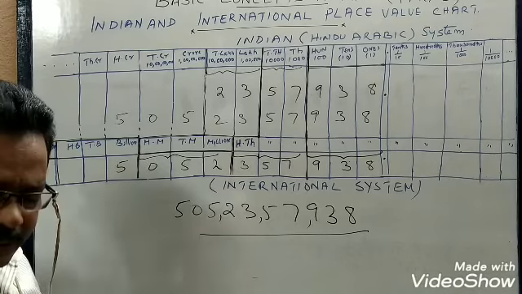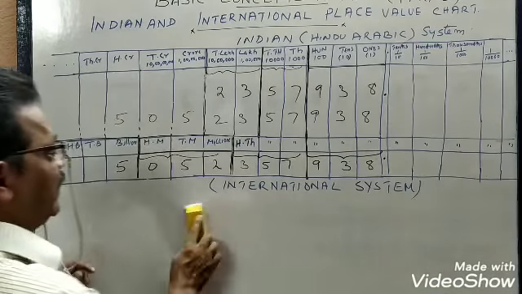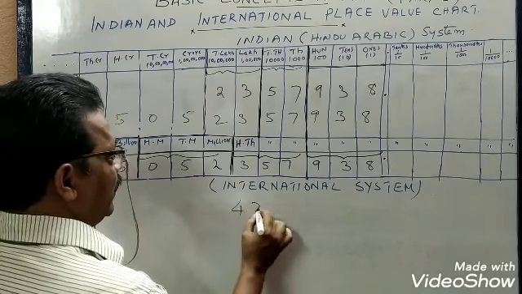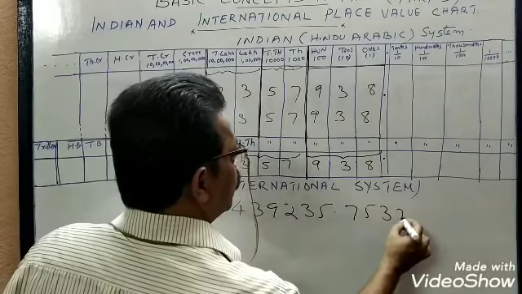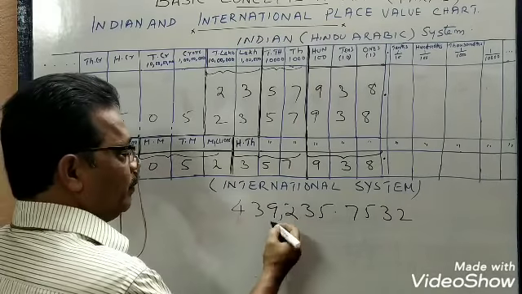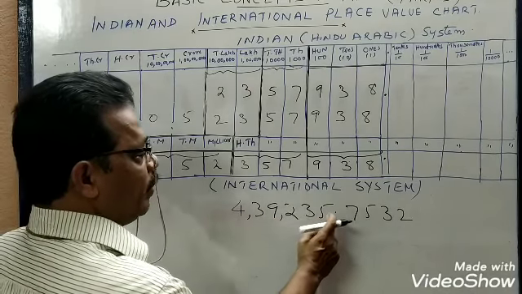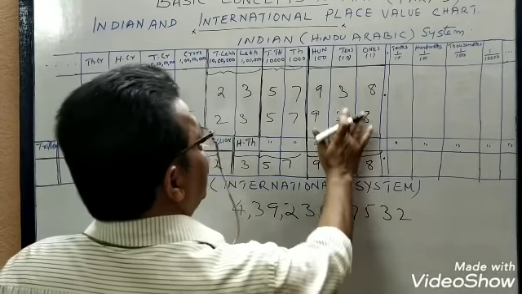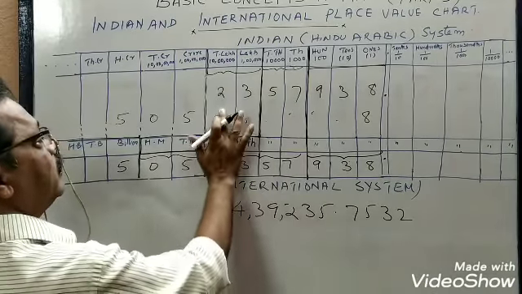357,938. Now we extend this number to the decimal places. How will we name it? Decimal places are the same. So suppose 4392335.7532. How will we name it in the Indian system? It will be 4,39,235.7532. So this is how we write it in the Indian system.